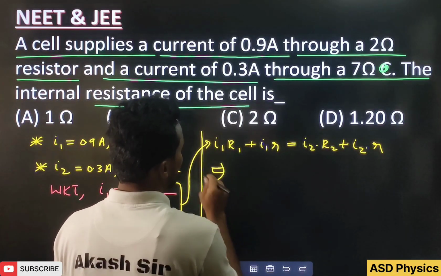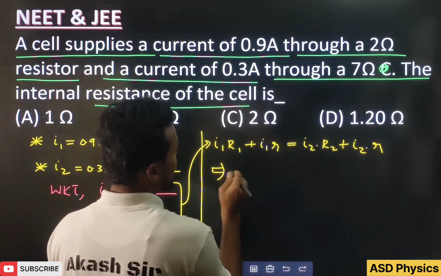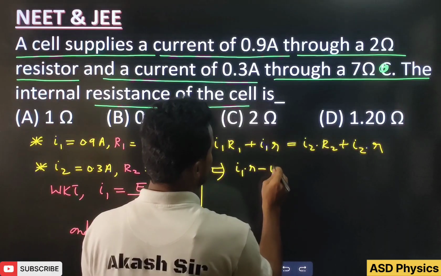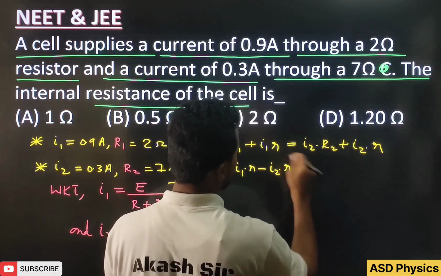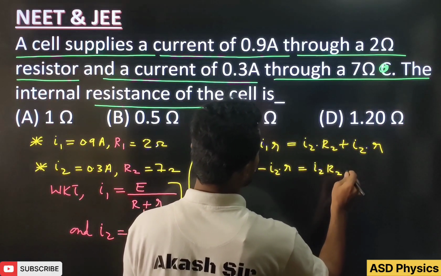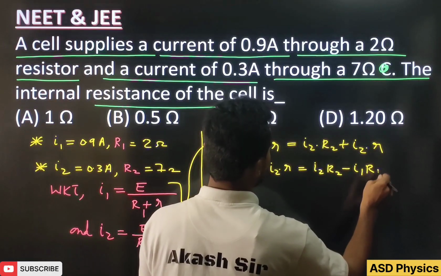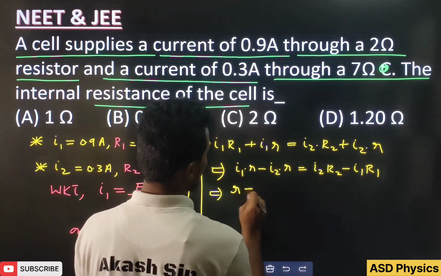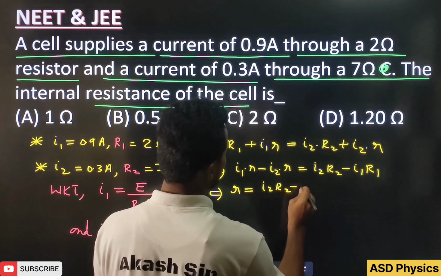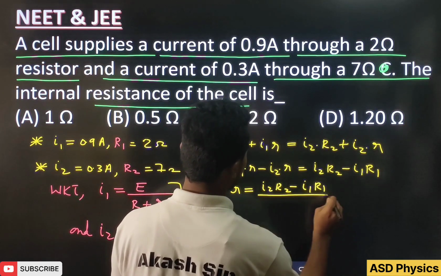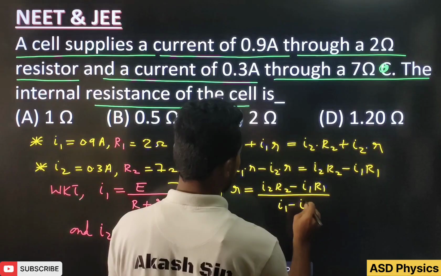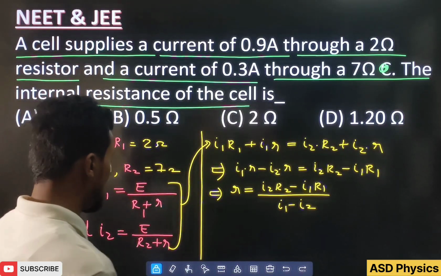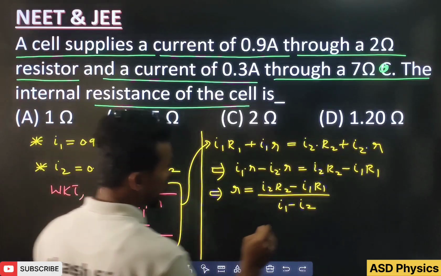Okay, so now students, we can write here I1 r minus I2 r on one side, and on the other side I2 R2 minus I1 R1. So small r we can write as I2 R2 minus I1 R1 by I1 minus I2. Now this is the general form that we have got here: small r equals I2 R2 minus I1 R1 by I1 minus I2. Now we'll put the values here.